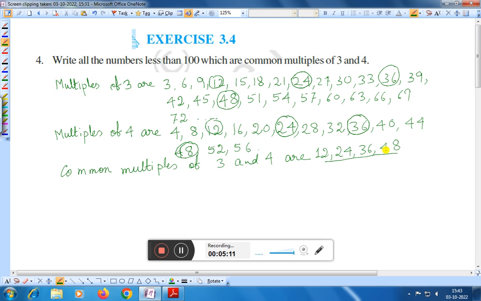What is the pattern? The common multiples of 3 and 4 are the multiples of 12. Therefore, we will get all the multiples of 12 to get the common multiples of 3 and 4 up to 100. That is the table of 12. Then we are writing the table of 12.